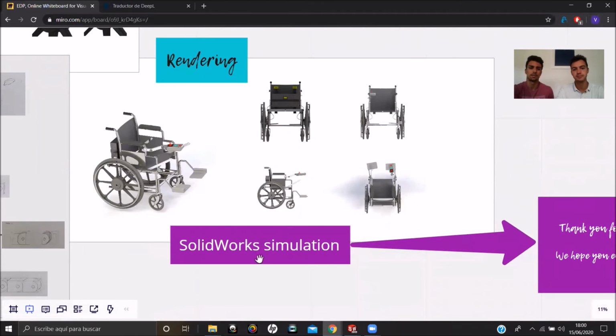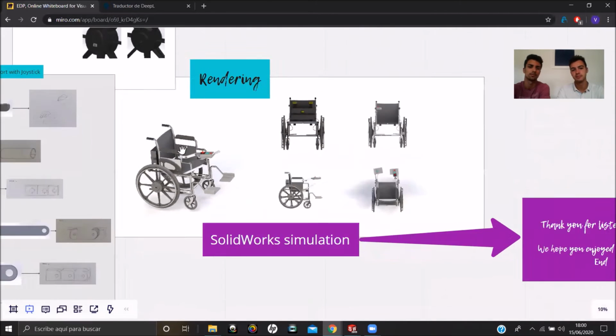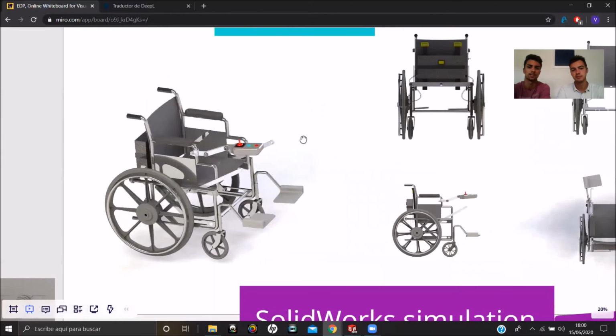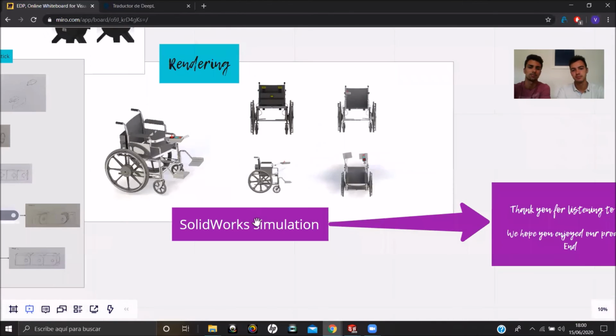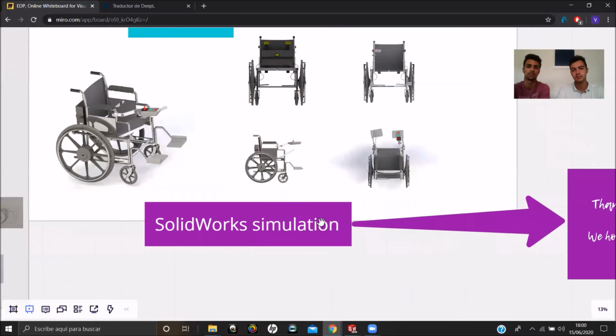Finally, the last step is to make the rendering. We made the rendering, and we could watch the final product with materials and textures quite similar to the real ones. And finally, we are going to talk about the SolidWorks simulation.